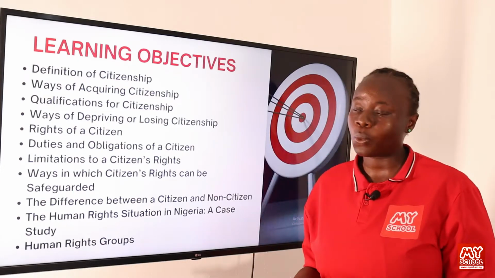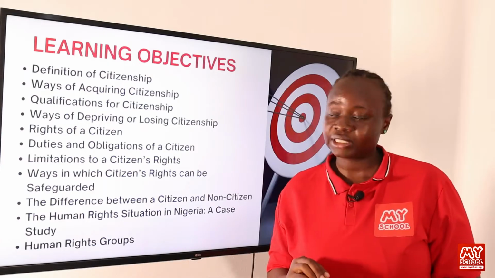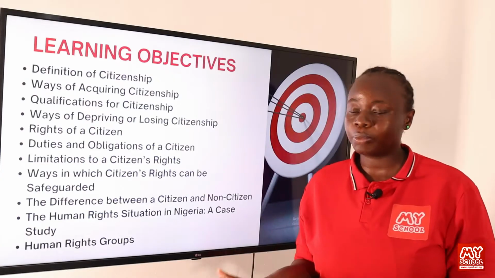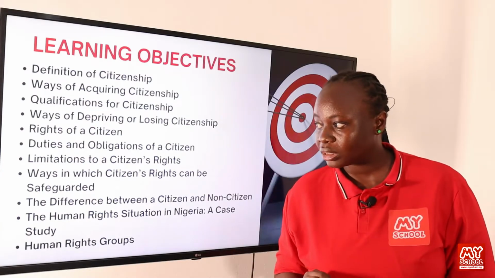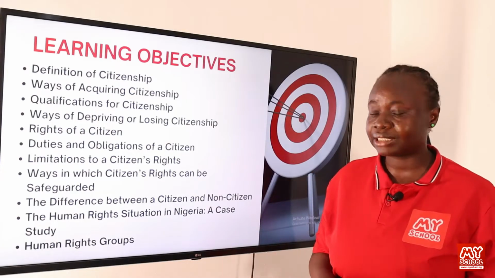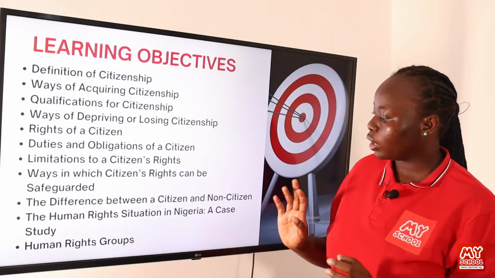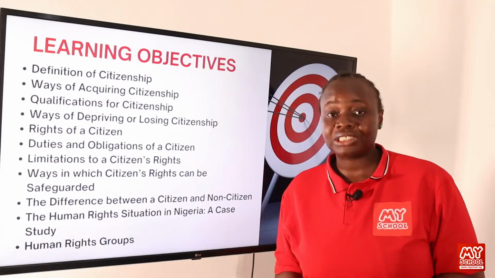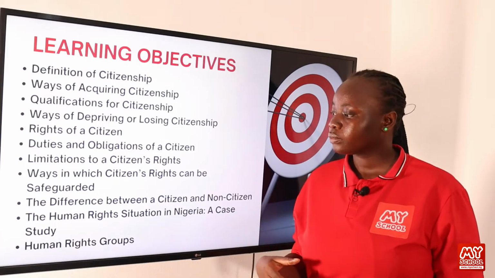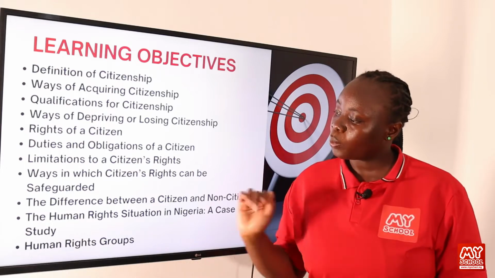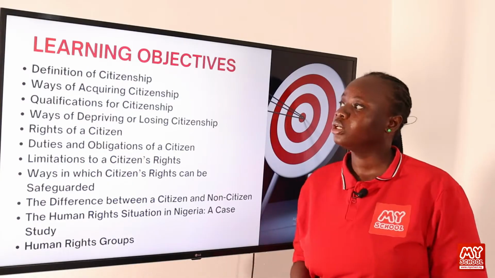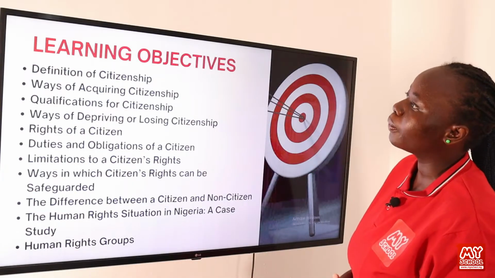We're going to discuss the ways of acquiring citizenship, the qualifications for citizenship, the ways of depriving or losing citizenship, the rights, the duties and obligations of a citizen, the limitation to a citizen's rights, ways in which the citizen's rights can be safeguarded, the difference between a citizen and a non-citizen. Then we're going to discuss a case study of the human rights situation in Nigeria so that we can understand it better. Then we are also going to discuss various human rights groups both here in Nigeria and internationally. So let's begin with the definition of citizenship.